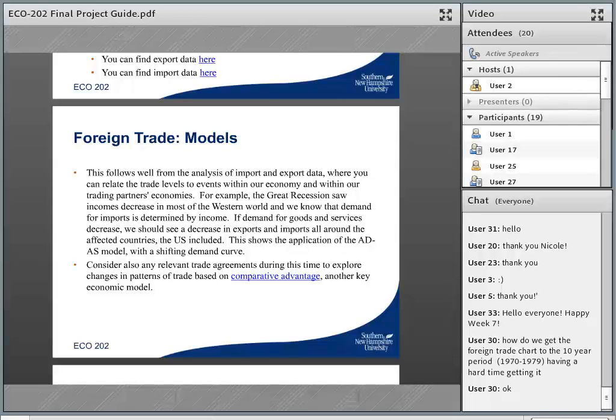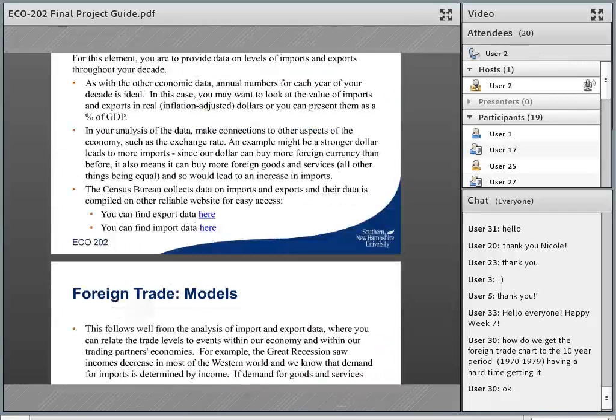You can also talk about comparative advantage, which is one of the oldest economic theories, and that can be applied too. Talk about the US, the comparative advantages we had during your time period and how that impacted what we traded and exported, and of course our trading partners, what their comparative advantages were, and how that led to what they exported to us. There are different ways you can take it, and if you want to talk about both of these things, that's great too.